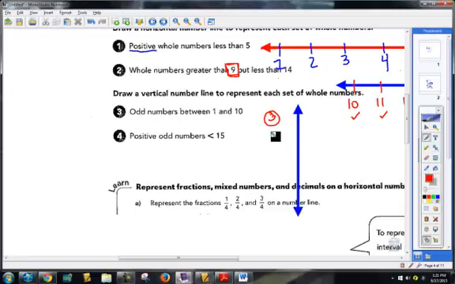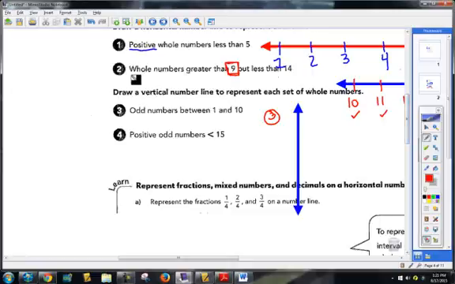So we're talking about odd numbers. Now it's changed. It's getting a little harder. Before, it's just been whole numbers. Now we're going to start talking about odd numbers. If you don't know, odd numbers are 1, 3, 5, 7, and 9, or anything that ends in those numbers. So 79 is an odd number.